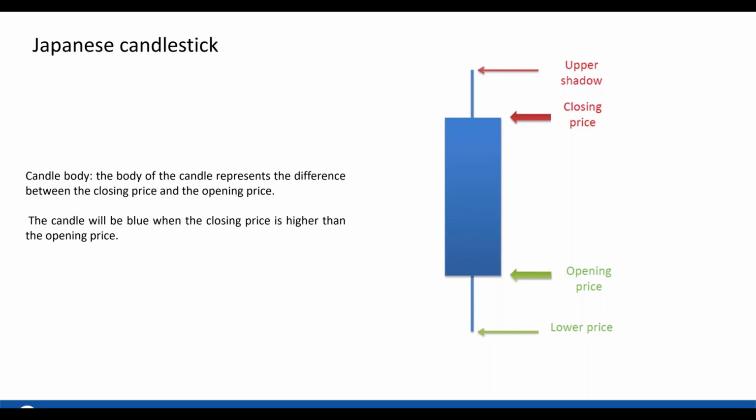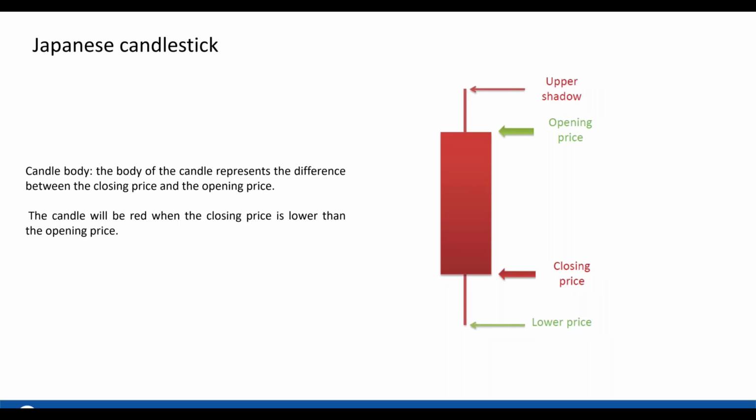In the next slide, we have a red candlestick. Again, the real body represents the difference between the closing price and the opening price. However, because it is red, it means that the closing price is lower than the opening price. Again, we still have the upper shadows and the lower shadows, which are indicative of the high and the low for the period.